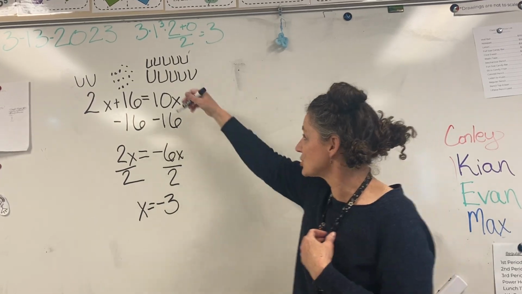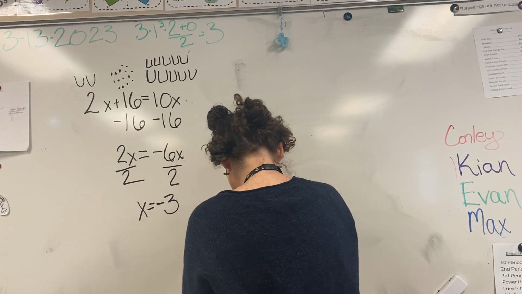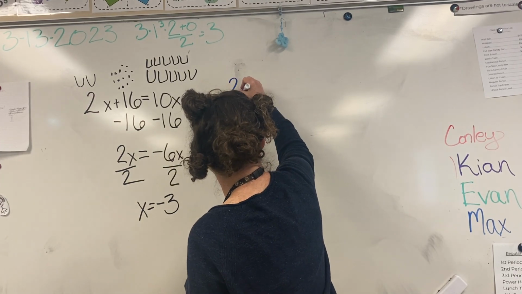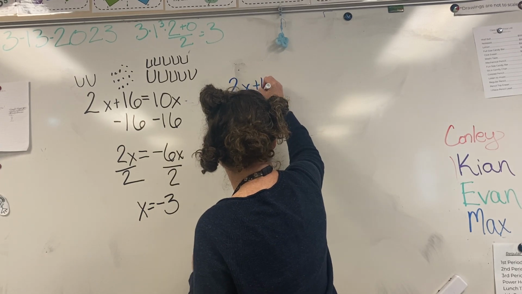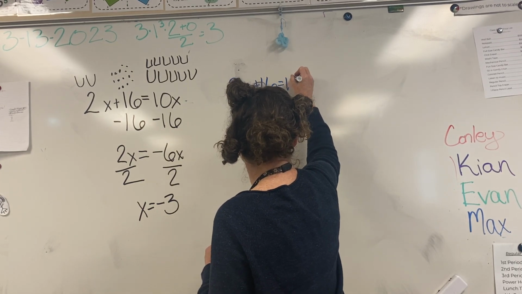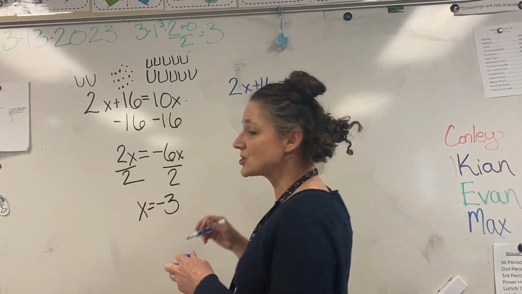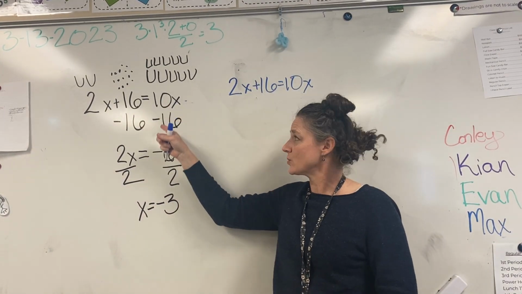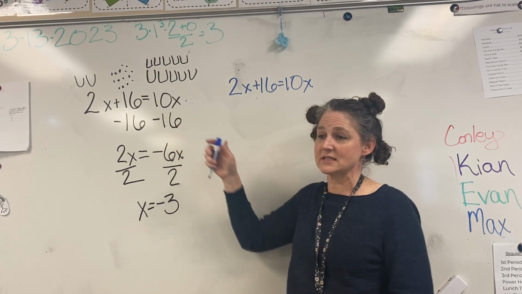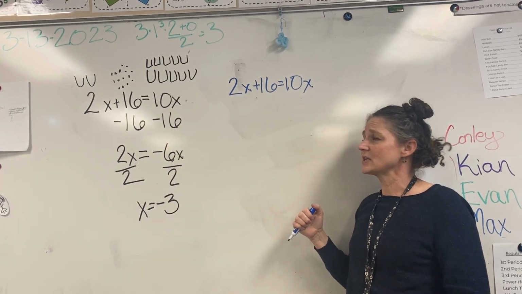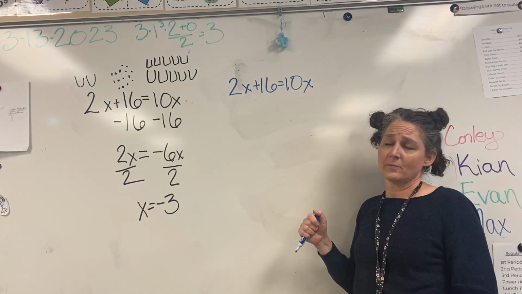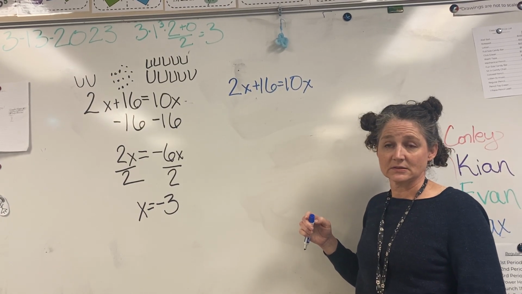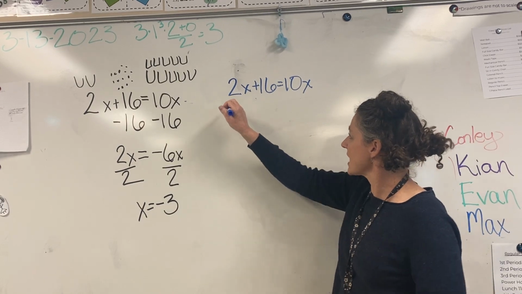You can't do this. So what we should have instead, let's say we had this same problem over here, 2x plus 16 equals 10x. What should our first step be instead? We're not going to subtract 16 from both sides, because we can't combine a 16 and an x. You need to subtract the x's first from each side. Which one am I subtracting? You're subtracting 2x. Okay, so let's subtract 2x.